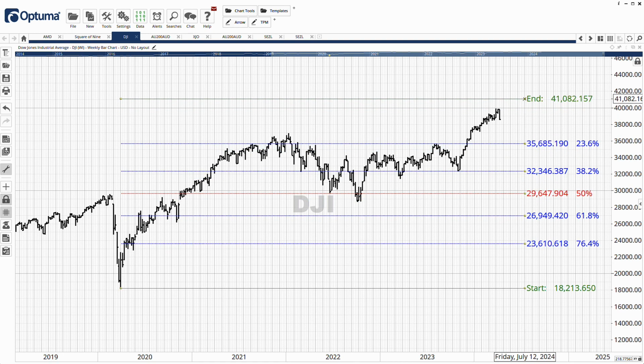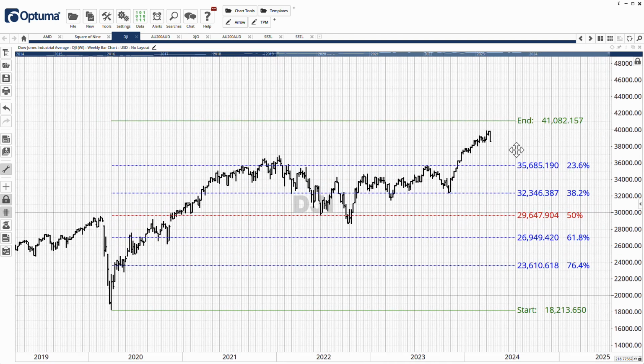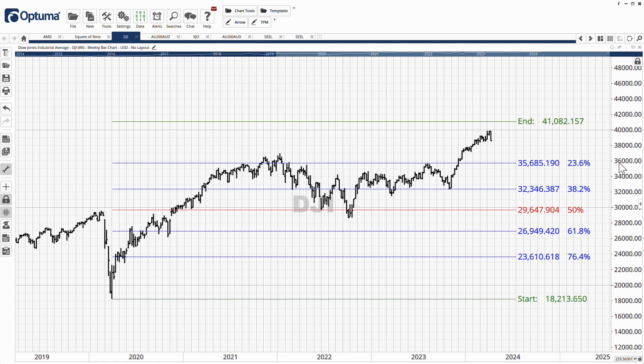And you can see that by bringing it up to 41,000, I've got this level, and a few levels over here are sitting on Fibonacci levels. So 41,080 is also likely to be a significant price level for the Dow in the future. Now we'll just squeeze this in a little bit more.